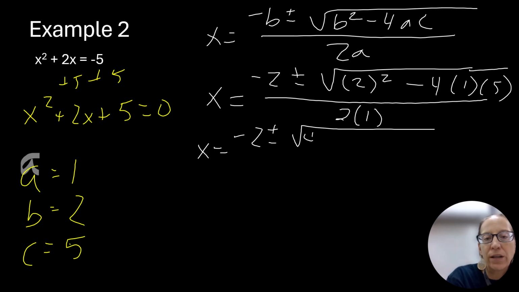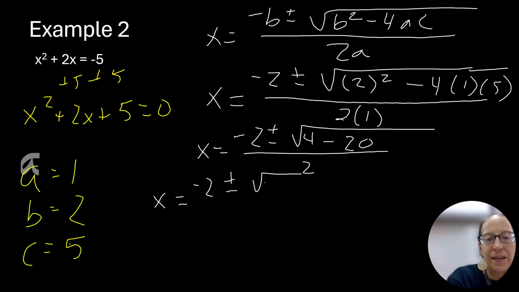And now we slowly and carefully carry out our order of operations. So 2 squared is 4. 4 times 1 times 5 is 20. Over 2 times 1 is 2. 4 minus 20 is -16. Imagine that. Okay, now a couple class periods ago, we would not have been able to do the square root of -16.